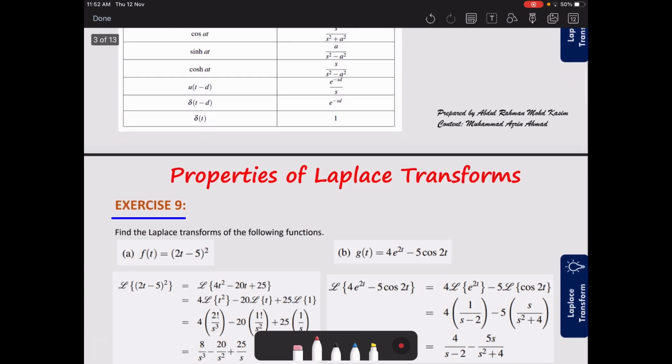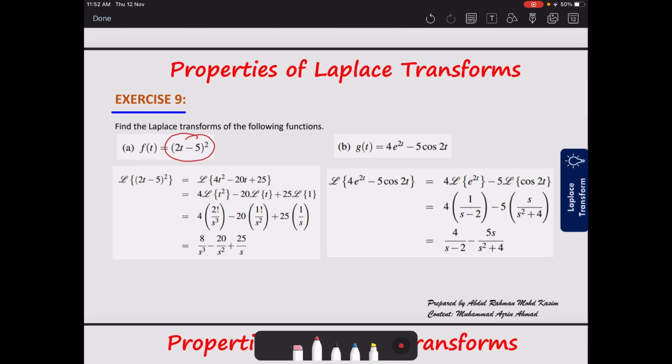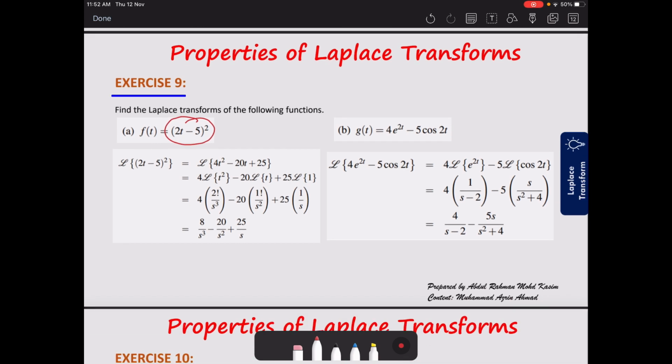Alright, let's go to the exercise. Find the Laplace transform of the following function. You can see that we have never seen this type of function previously in the table. But using the linearity property, we can expand this function first. So you expand 2t minus 5 and 2t minus 5 over here, and you will end up with these three terms. These three terms, you can separate.